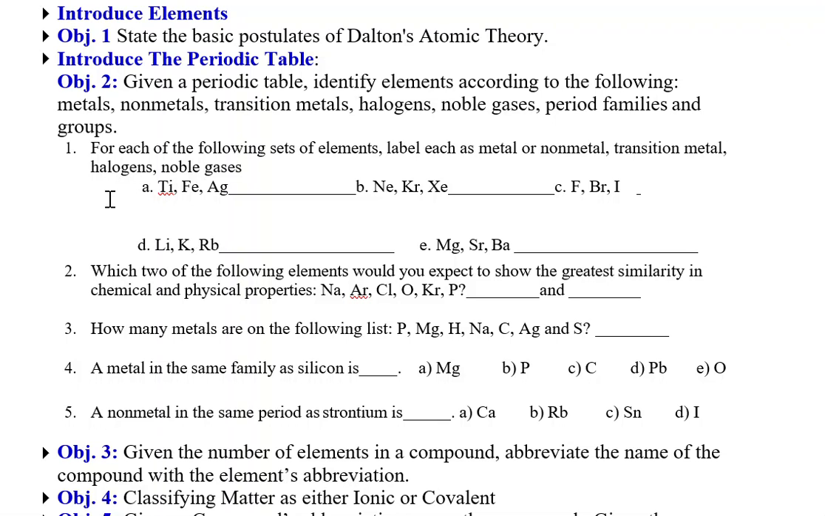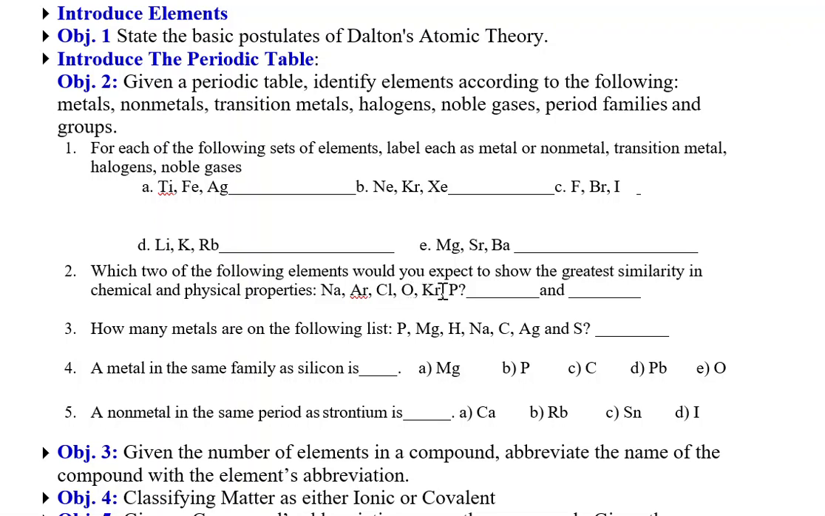So look at the number 2. Which of the following elements would you expect to show the greatest similarity in chemical properties? For that to be true, we're going to find 2 of these that are not in the same period, like going from left to right, but are in the same column, going up and down. So sodium is located way over here in column 1A, and argon is located way on the far side in column 8A, so I wouldn't expect those 2 to be very similar. And chlorine is located in 7A, so that's not a 1A or an 8A. And oxygen is located in column 6A.